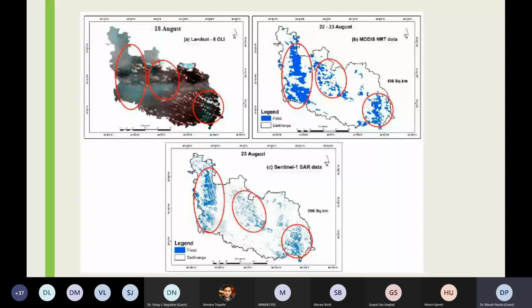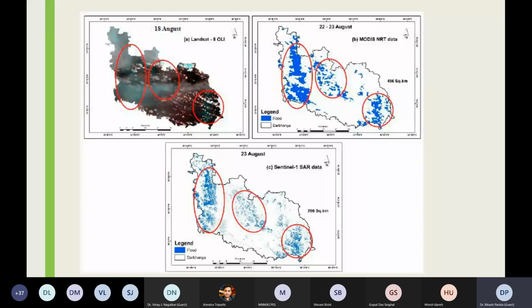So that means over here MODIS NRT data can also be useful, but it could sometimes be overestimated, because the pixel size is 250 meters. Maybe the entire 250 meter pixel is not inundated, but it will be counted in MODIS. So that is one limitation over there.